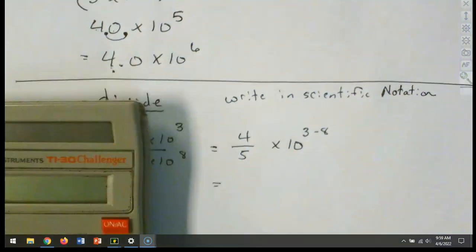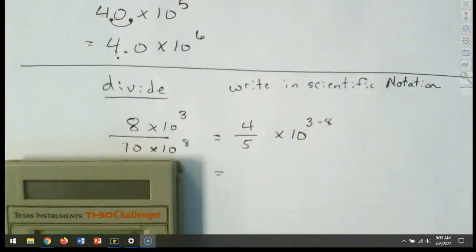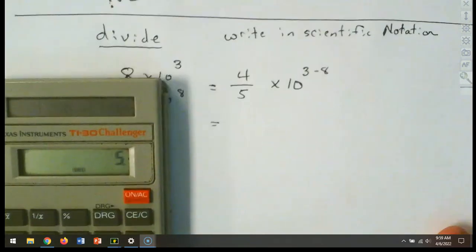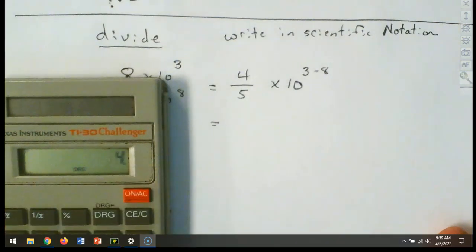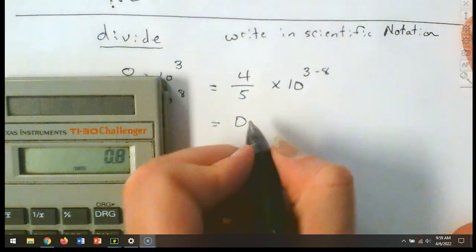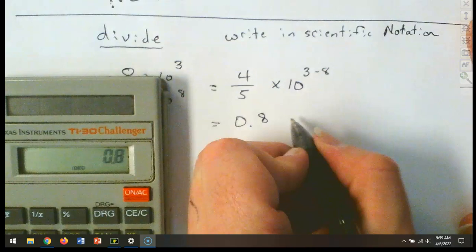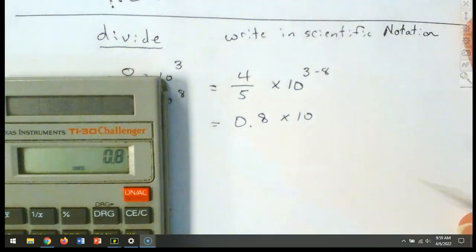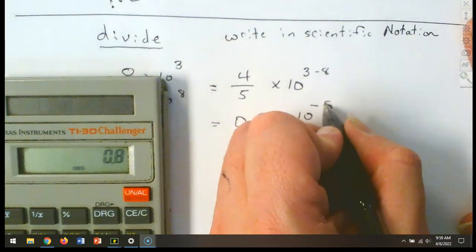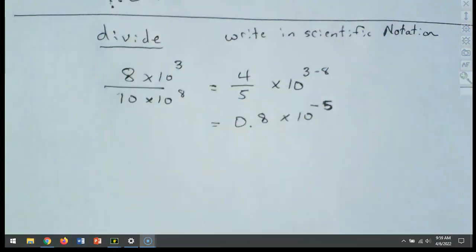as a decimal. Okay, so what about 4/5? 4/5 as a decimal would be what? 4/5 as a decimal because we want it in scientific notation. So we're going to write it as a decimal. That's going to be 0.8. And then that's going to be times 10 to the negative what? 5th power.